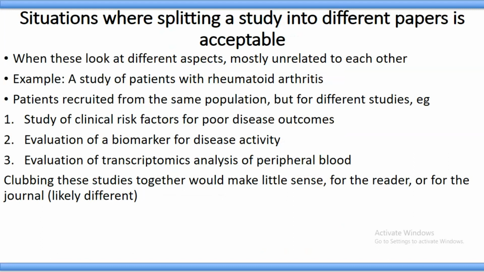That's perfectly fine. You look at clinical risk factors for poor disease outcomes, which is in itself an extensive paper, and another paper looks at clinical risk factors for mortality. That's also acceptable, provided you acknowledge that these are based on the same data. You may look at one biomarker and another distinct biomarker. That also is acceptable. But simply looking at 20 different biomarkers and making 20 different papers out of the same, that may not be. If clubbing these studies together makes little sense for the reader or for the journal, then it is acceptable to split the study into multiple publications.